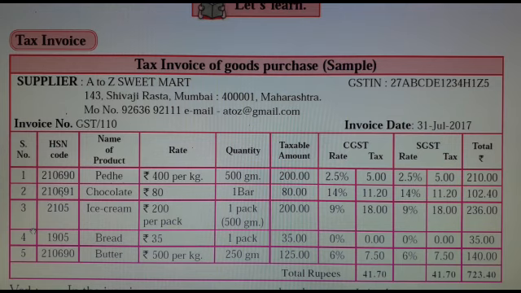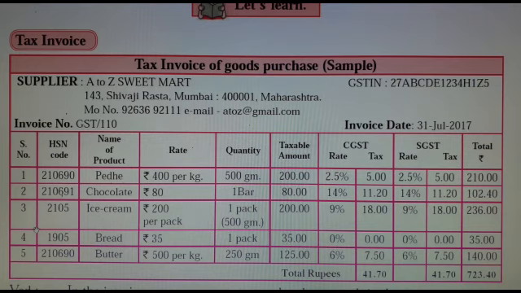Fourth is bread, and the HSN code of that is 1905. Rate is 35 per pack. One pack is purchased, taxable amount is 35. On bread, 0% CGST and 0% SGST. Government does not take the tax on the bread. Why the government does not take the tax on the bread, we will discuss in the next period. That's why no tax is there. That's why as it is, the taxable amount is the total amount, 35 rupees.